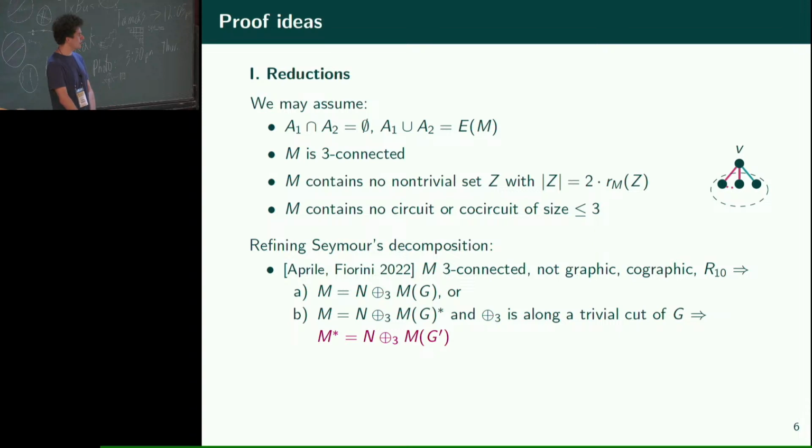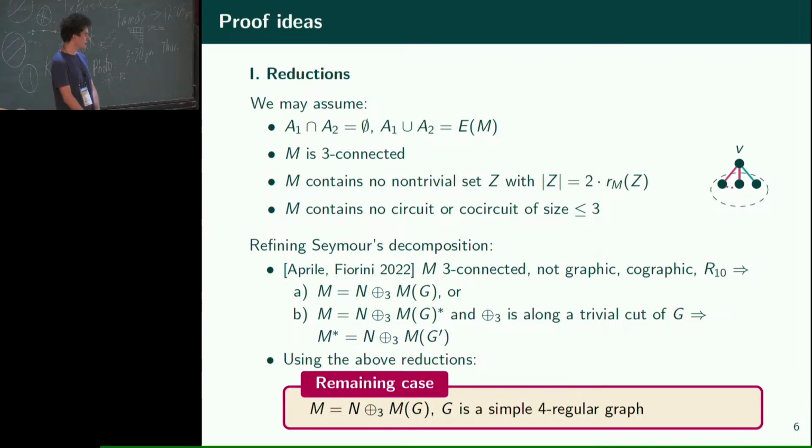And if we have those reductions, then we could even show that the only case that we are left with is a 3-sum with a graphic matrix of a 4-regular graph. Here we use that the matrix is the union of two bases and there are no small circuits and co-circuits. So instead of solving 3-sums in general, it is enough to solve 3-sums with graphic matrices of 4-regular graphs.